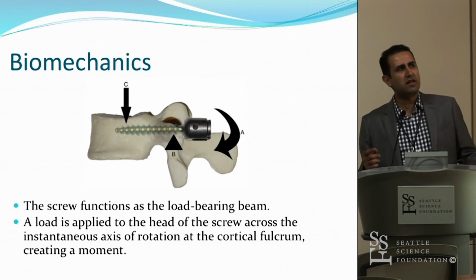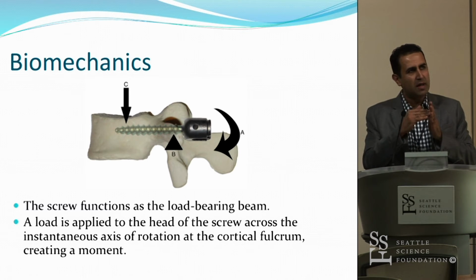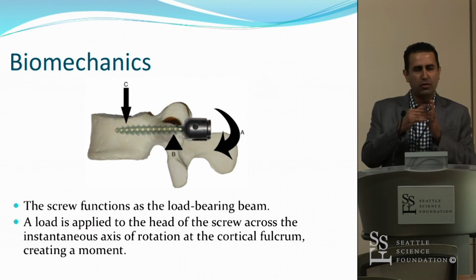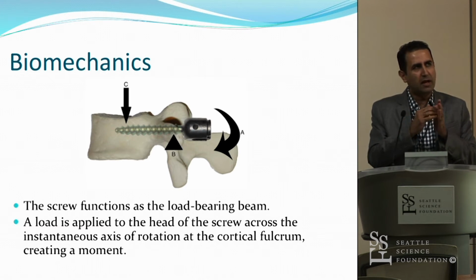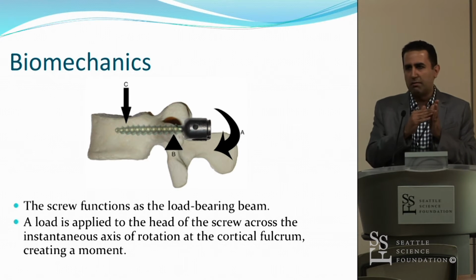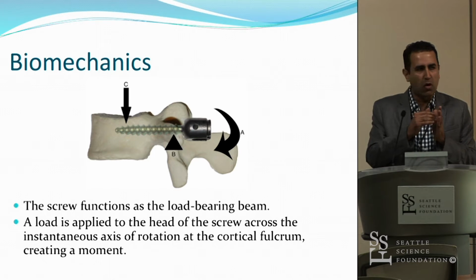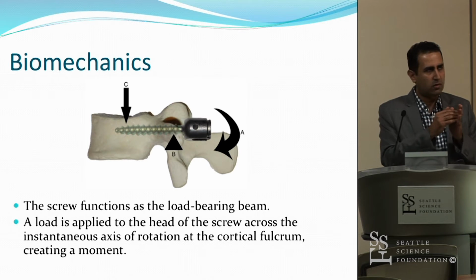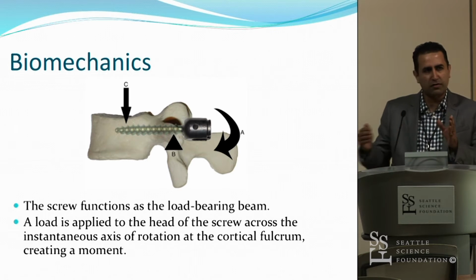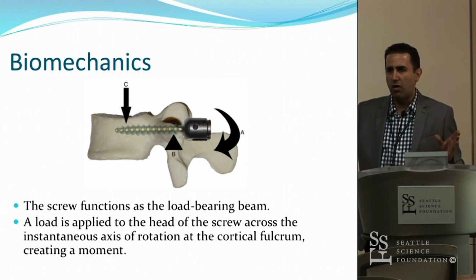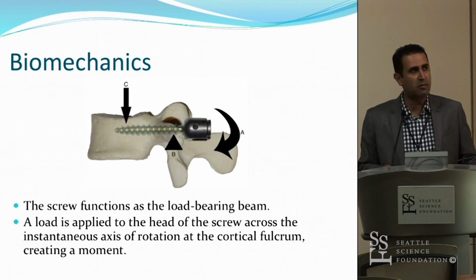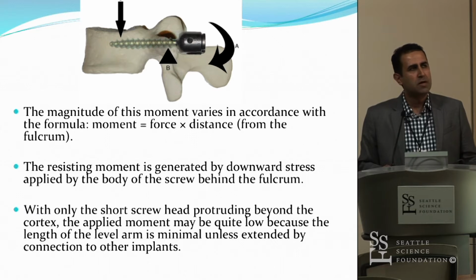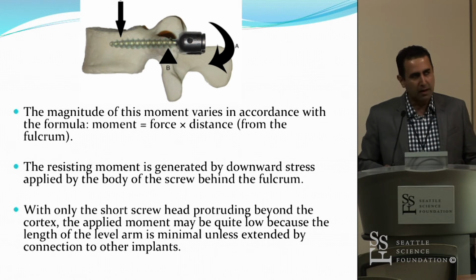So a screw, as I said, acts as this load-bearing beam. The load is applied to the head of the screw, typically across this axis of rotation. And the fulcrum, which is B there, is where the moment is created. Now, the forces are relatively small at one segment or with the one construct there. But if you apply this through multiple segments from a long rod screw construct, it becomes very significant and very stabilizing as well. So, very basic maths, and bear with me here.